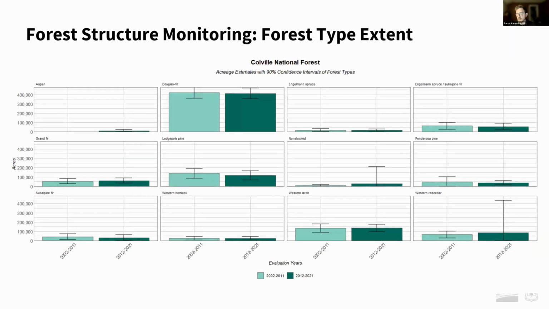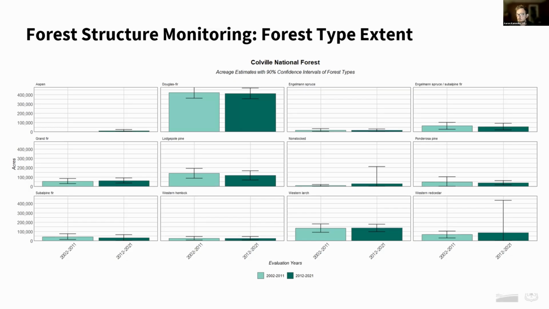So first, we can use FIA data to make acreage estimates of each forest type on a given national forest. In this example, we're going to show data from the Colville National Forest. Each one of these graphs shows an estimate of acres with a 90% confidence interval on the y-axis, in 2 evaluation periods to compare on the x-axis.